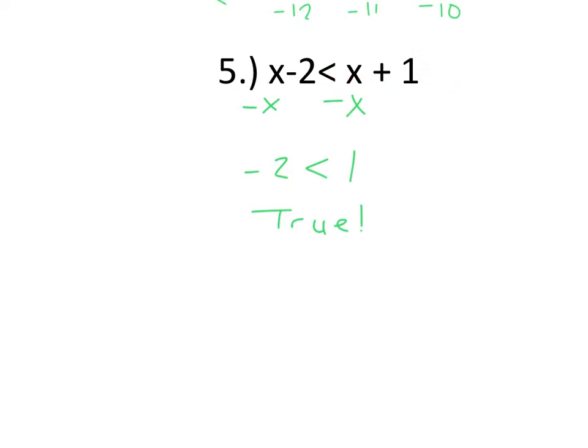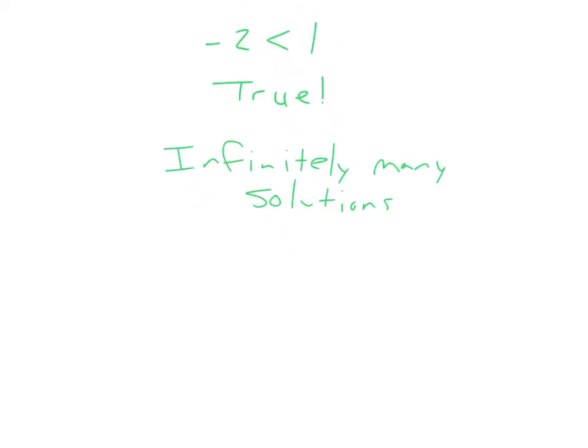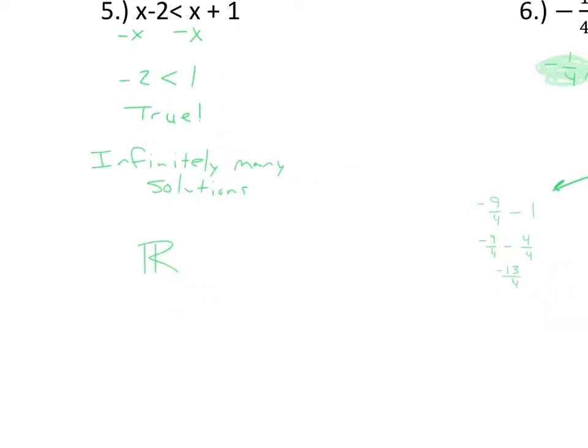That means that every number we plug in is going to be a solution. So this is actually infinitely many solutions. So the solutions are actually all real numbers, right? The symbol for that is this fancy R, which has an extra line down through it.